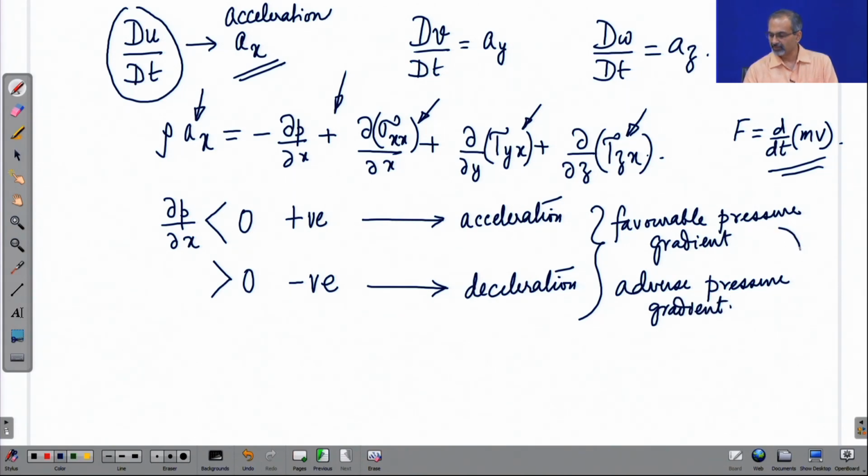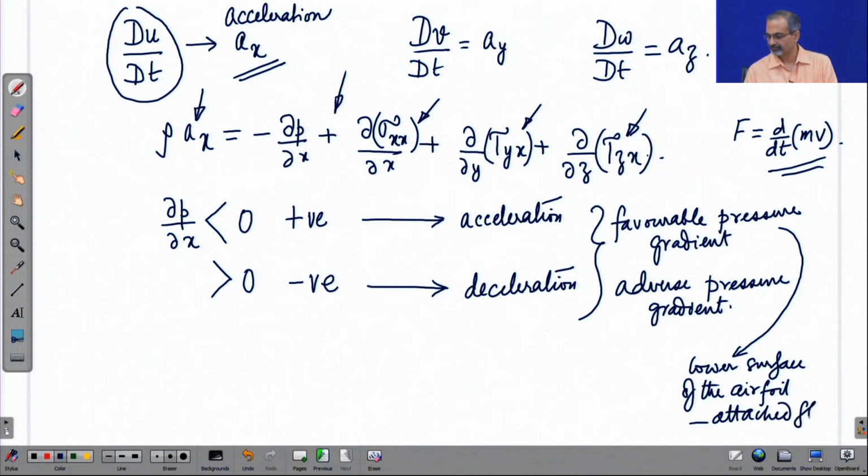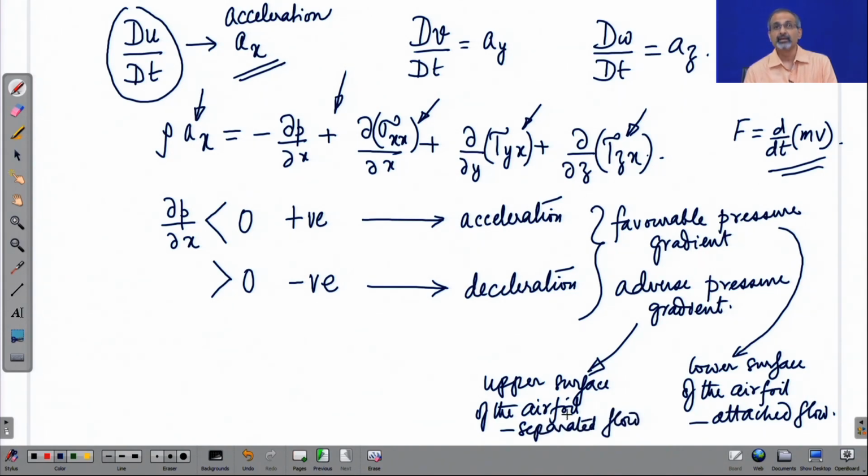We have seen favorable pressure gradients influence on the lower surface of the airfoil where the flow was attached. So, it led to attached flow. We have also seen the effect of adverse pressure gradient on the upper surface of the airfoil, where we have seen separated flow or detached flow. You will come across different terms in the literature, they mean the same thing.